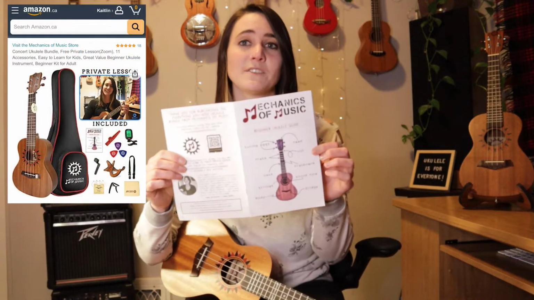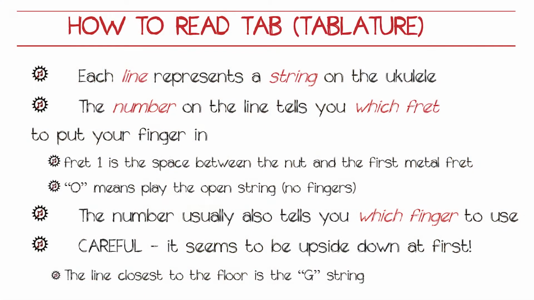So if you purchase the Everything You Need ukulele bundle, I want you to grab this booklet and go to page number 7. If you need to download the document, you can find the link to download it in the description below. So, at the top, we're going to just go through this page together. It says how to read tab, and tab is short for tablature.